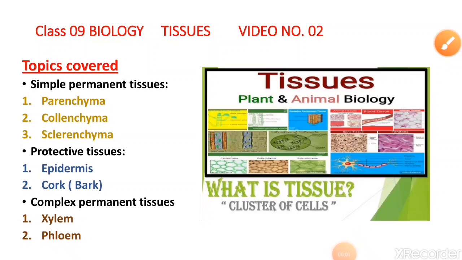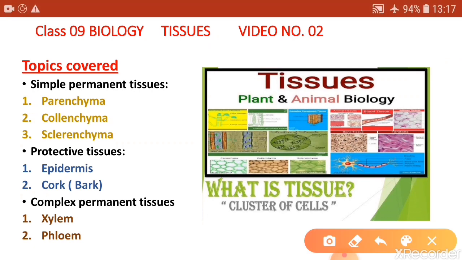Class 9 Biology, Chapter 2, Tissues, Video number 2. Students, in this video, I am going to discuss the features and functions of the three simple permanent tissues, that is parenchyma, collenchyma and sclerenchyma. Then the features and functions of protective tissues, that is epidermis and cork, will be discussed, and then I'll be discussing the two complex permanent tissues, that is xylem and phloem.